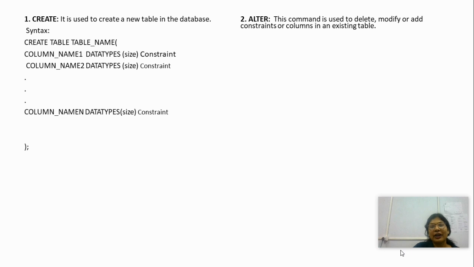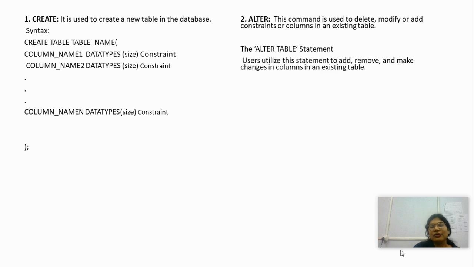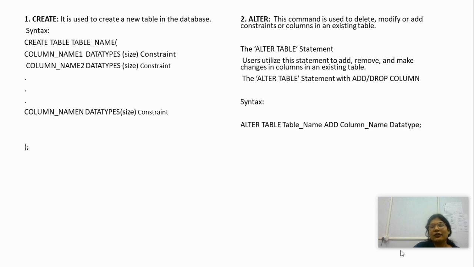Now coming to the alter command. This command is used to delete, modify or add constraints or columns in an existing table. A few minutes ago, I told you that by using the alter command, we can add, remove, and make changes to columns in an existing table. So what is the syntax for it? Suppose: alter table, table name, add column name and data type.